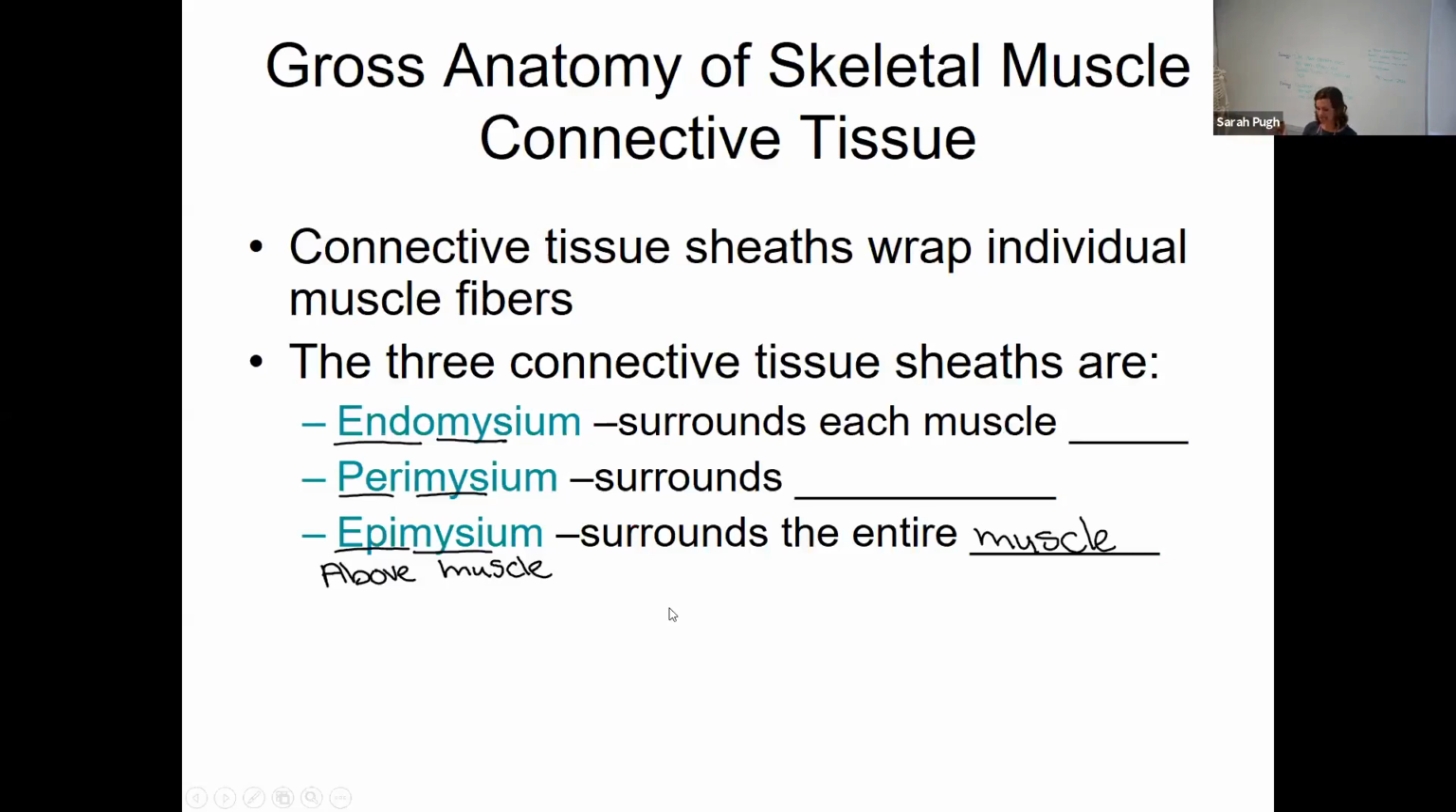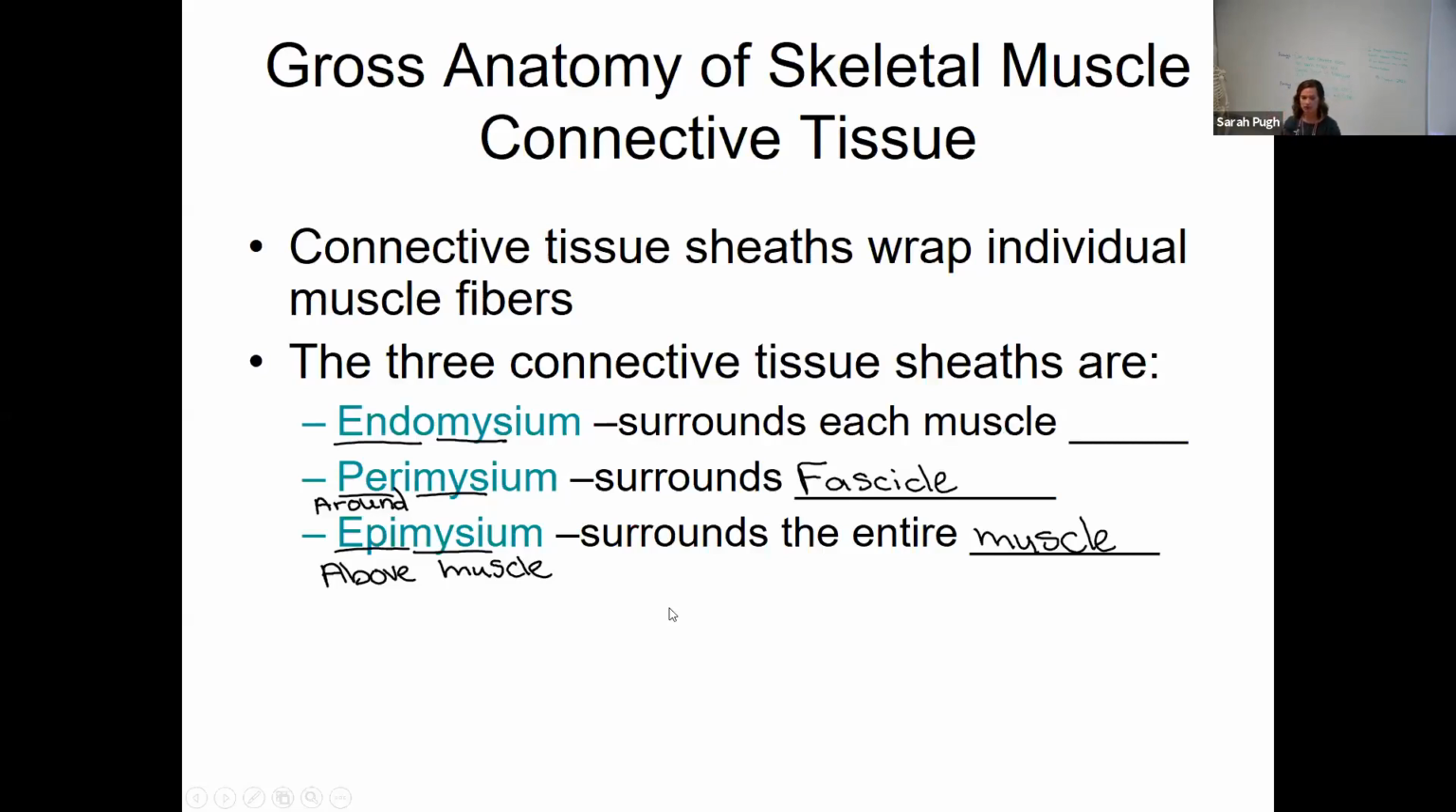Now, perimysium, peri means around. So we're going to see that prefix a lot. Peri just means that it goes around. So perimysium is going to surround something called a muscle fascicle. And I'm going to show you a picture of a muscle fascicle in just a second. A muscle fascicle is sort of like a bundle of muscle cells bundled together. It sort of looks like a bundle of twigs.